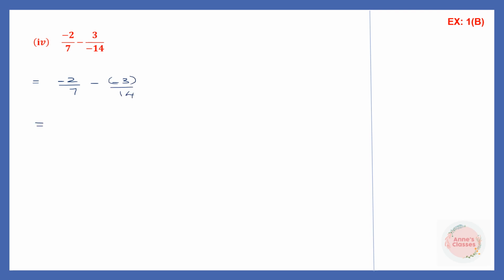Now let's find the LCM of 7 and 14. 7 ones are 7, 7 twos are 14. Now continue with 2, 1 and 1. So what is our LCM? Our LCM is 7 into 2. 7 twos are 14. So that is our common denominator, which is our LCM.